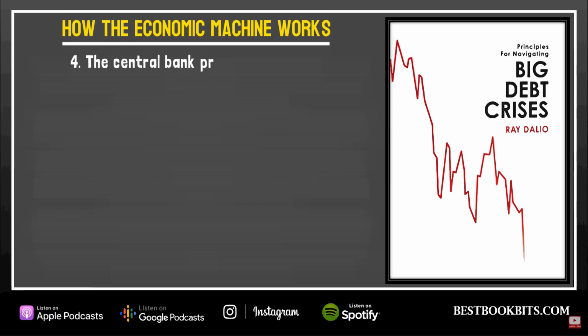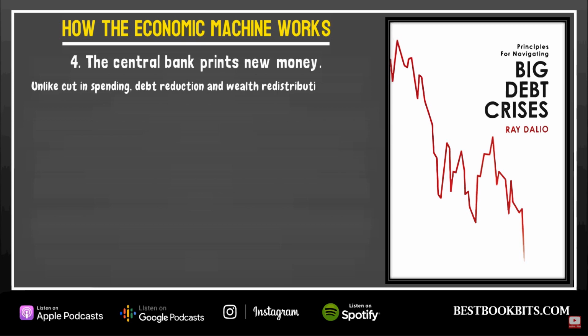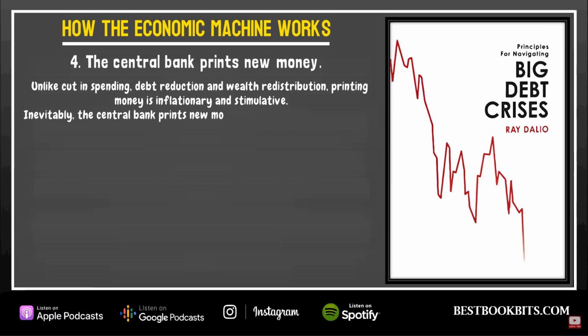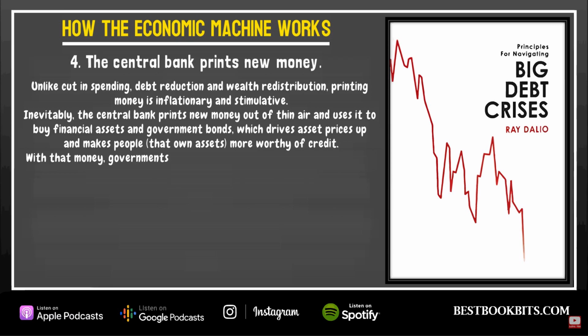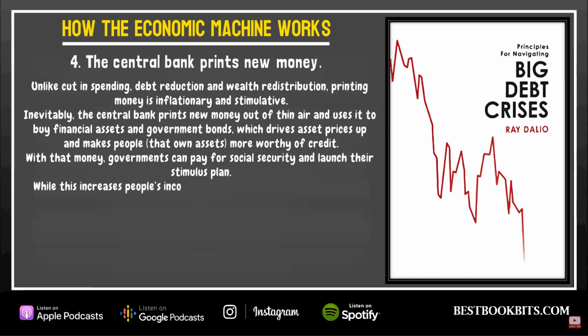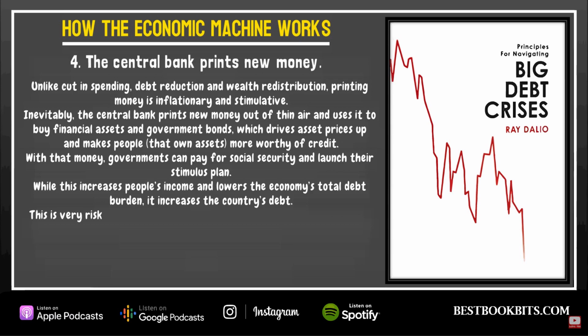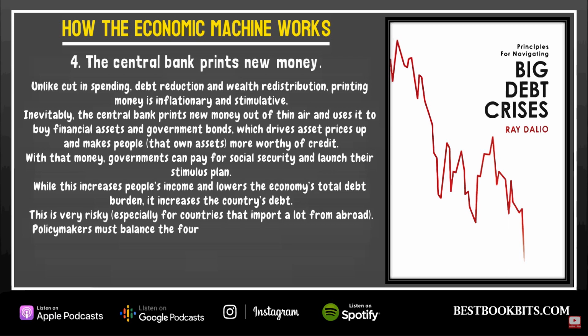Number 4, the central bank prints new money. Unlike cut in spending, debt reduction, and wealth redistribution, printing money is inflationary and stimulative. Inevitably, the central bank prints new money out of thin air and uses it to buy financial assets and government bonds, which drives asset prices up and makes people that own assets more worthy of credit. With that money, governments can pay for Social Security and launch their stimulus plan. While this increases people's incomes and lowers the economy's total debt burden, it increases the country's debt. This is very risky, especially for countries that import a lot from abroad.